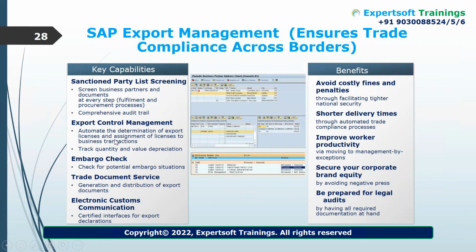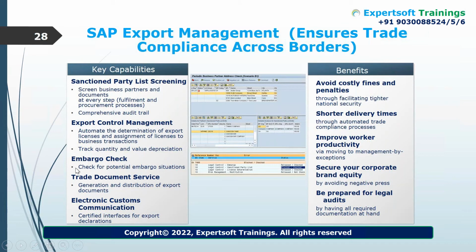Okay? Now here, control class and classification of ECCN codes. ECCN codes is nothing but export control classification numbers, which is very important from a licensing point of view. These are very important and these are tracked very closely and monitored very closely.